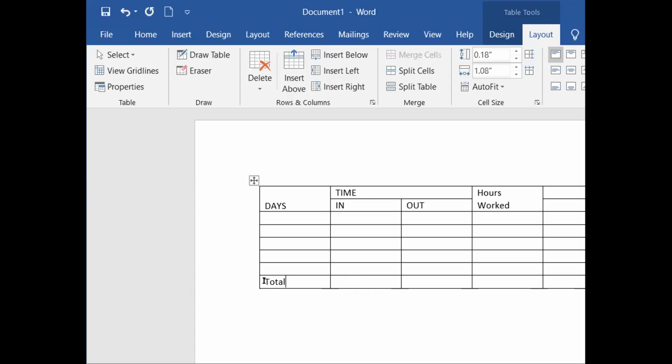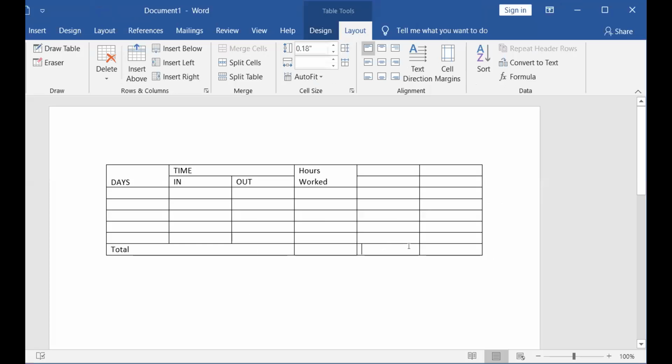You are highlighting the next three cells because it's 1, 2, 3 cells. So you highlight here, that's 3 cells. And again, you will click on merge. Merge will remove the lines for you. Then your last 2 cells here are shaded.